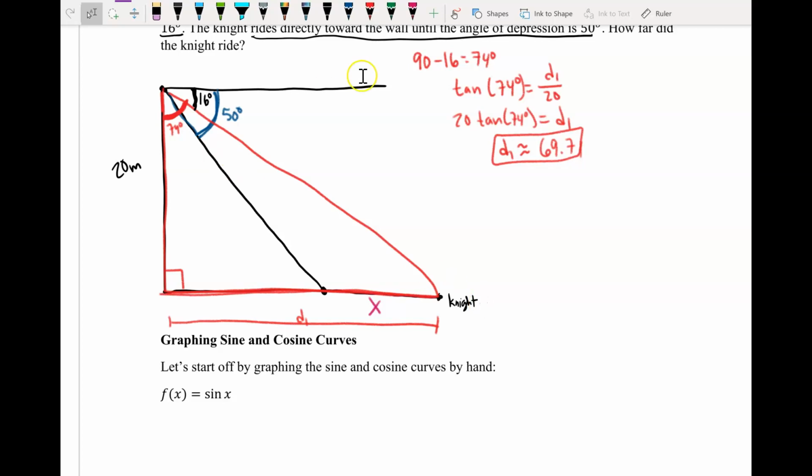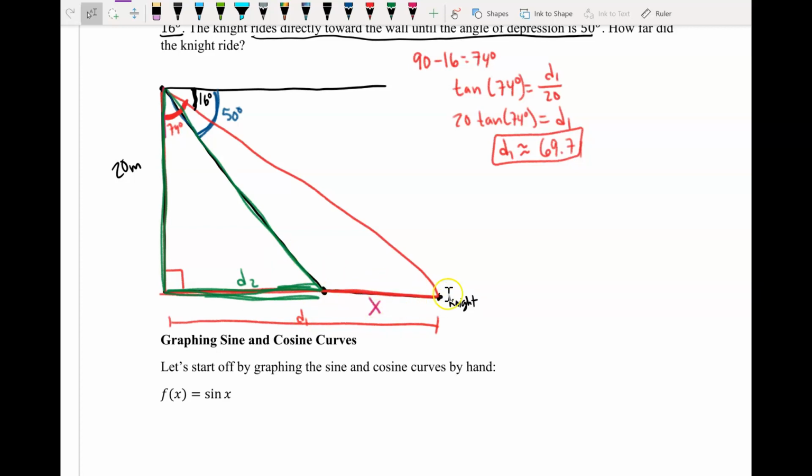All right. Now let me look at this other triangle right here. Let me color it something different, green. So you can see I have another inscribed right triangle. I can use the same thing to find this green distance, which I will call D2. If I know D1 and D2, I can subtract the two and get this X value, which is how far the knight traveled.